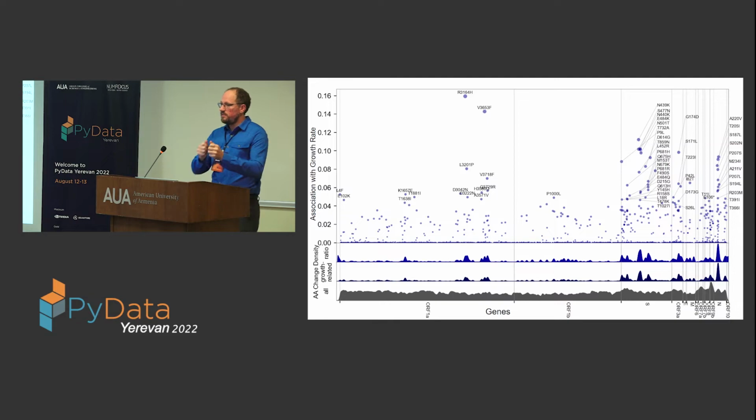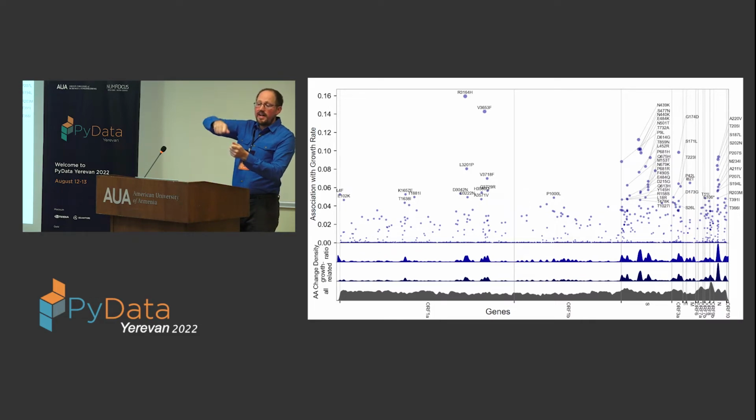Along the x-axis, we have the SARS-CoV genome. It's about 30,000 nucleotides long, okay? Each of the dots is a mutation that's been observed in the wild. Along the y-axis, the height at which we plot each dot, each mutation, is our model's prediction for how much that mutation increases the fitness of SARS-CoV-2, okay?